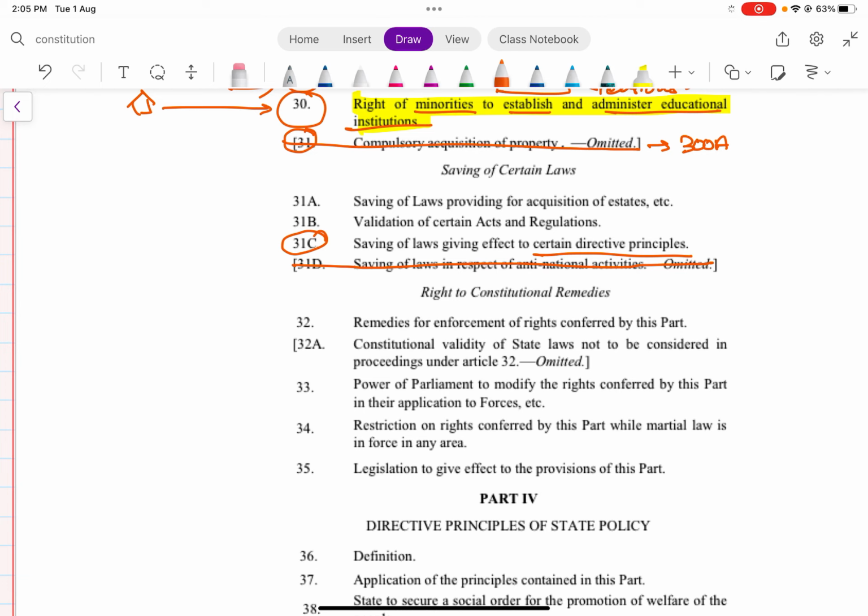You can actually read 31A. This was all added by the 9th amendment. No, which amendment? It was added from the first amendment. I think it was added from the first amendment, but you can check. So 31A to 31C, first amendment after the Kameshwar Prasad Singh case, but you need to check it once. Okay. Saving of laws providing for acquisition of estates, which relates to the Land Acquisition Act we have of 2013. Validation of certain acts and regulations, and saving of laws to give effect to certain directive principles. So you should do a little bit of reading behind this.